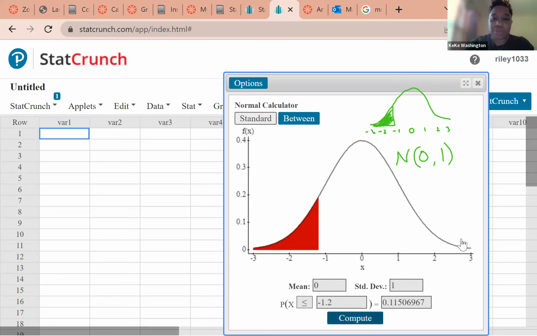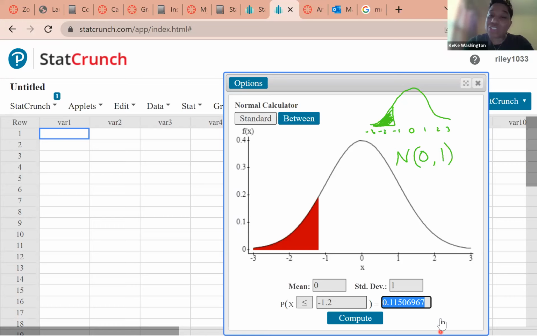And once you compute, you see that the curve shows you exactly what I drew up here in green, and it gives you the probability of approximately 12% once you convert that. So if the question says, give me the probability rounded to 2 decimal places, then you'll say 0.12.